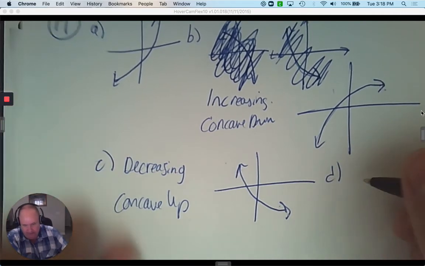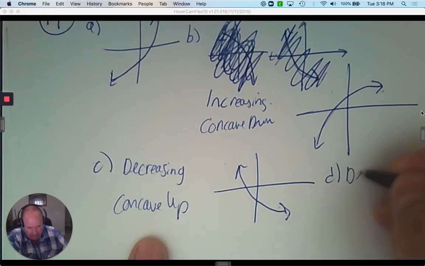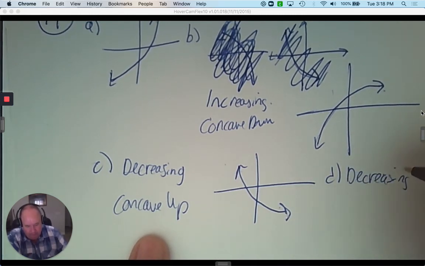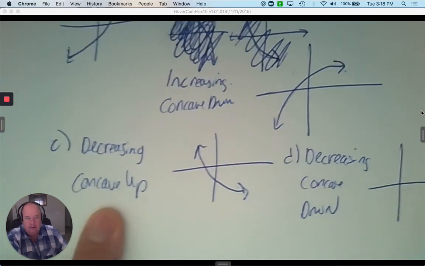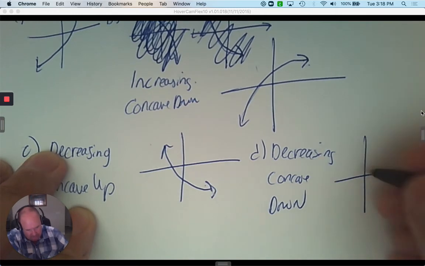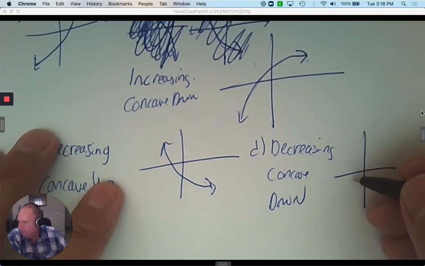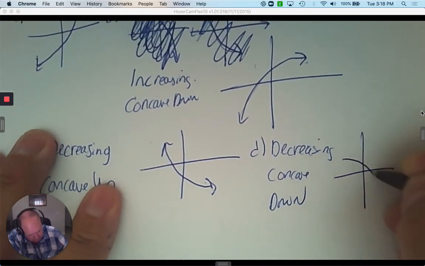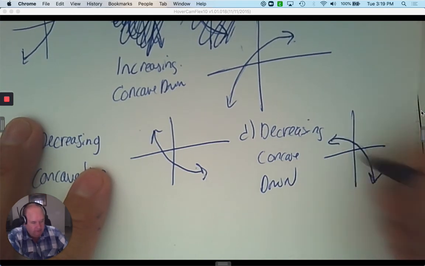Last one, smooth whose slope is always negative. If a slope is negative, it is decreasing. And the slope is decreasing, which means it's concave down. So let's put this together. Decreasing and concave down. So it's decreasing but concave down. So this is decreasing and frowning.